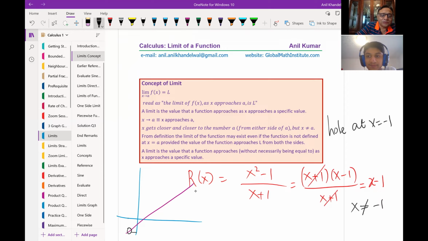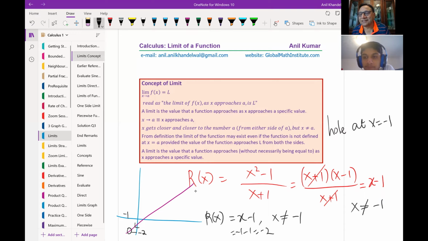So when I approach the hole from this particular side, what y value do we approach? Definitely, when I approach this hole for this particular function, which is x minus 1, where x is not equal to minus 1, we're trying to approach minus 1, correct? We are not at minus 1, so at minus 1, we're trying to approach and see what value we get. So if I write minus 1 here, I get minus 1 minus 1, which is minus 2. Correct? So we are approaching a value of minus 2 when we approach minus 1. You get the idea?